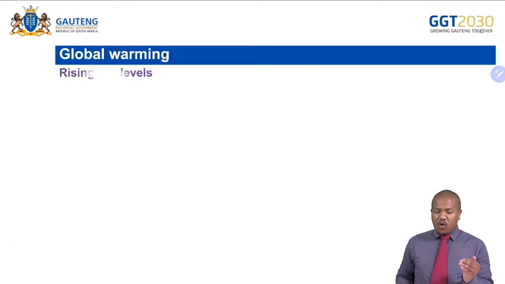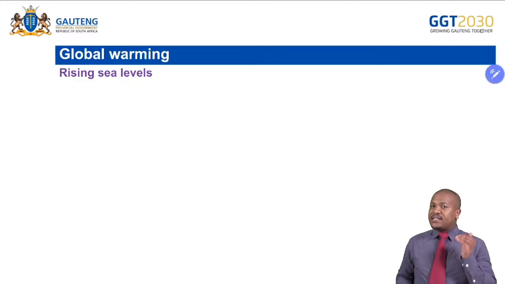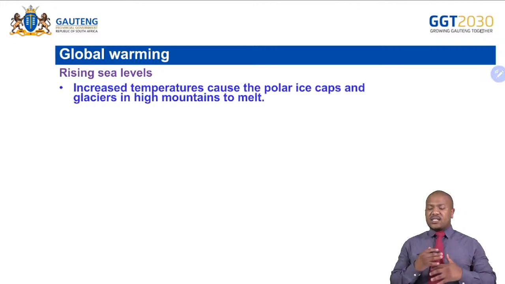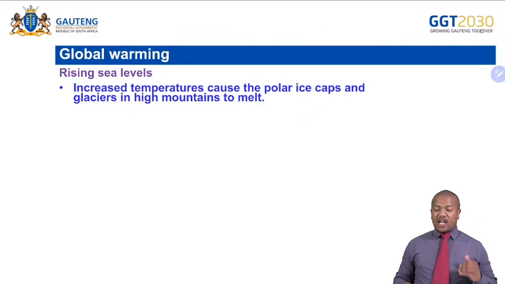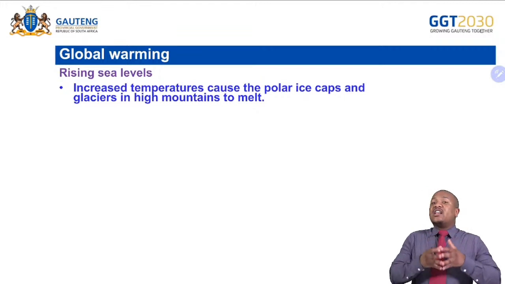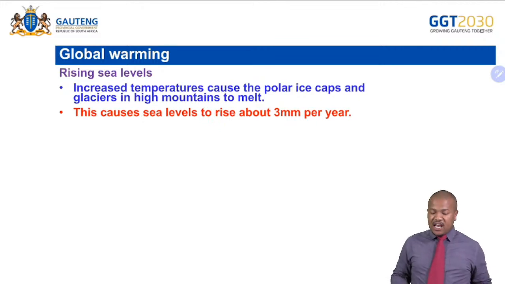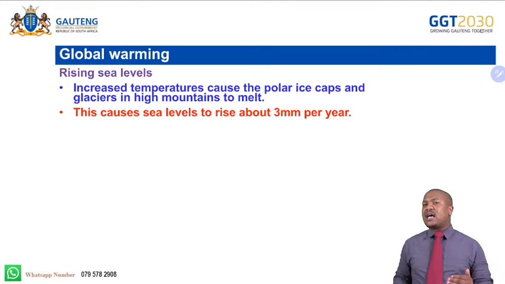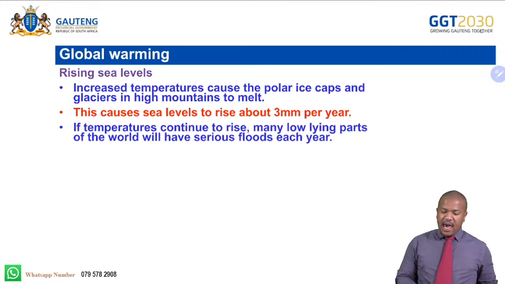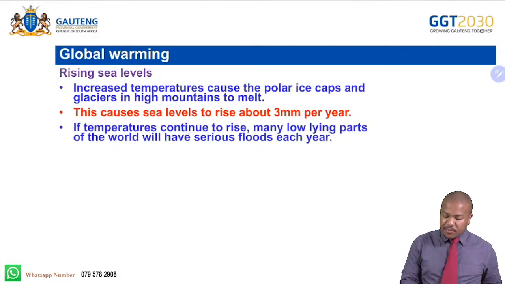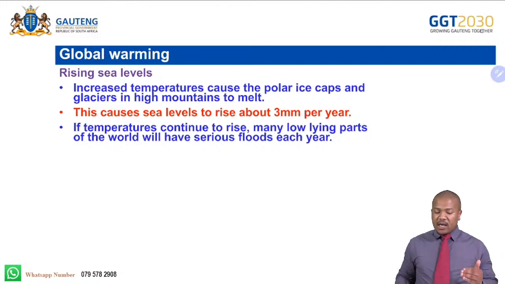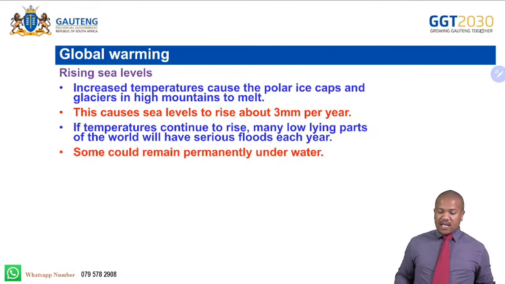And we said that global warming also leads to the rising in sea levels, right? So the increased temperatures cause the polar ice caps and glaciers in high mountains to melt, right? As they melt, they increase what? They increase the waters in the oceans. So this causes the sea levels to rise at about 3 millimeters per year, right? And if temperatures continue to rise, many low-lying parts of the world would have serious floods each year, right? And some could remain permanently underwater.